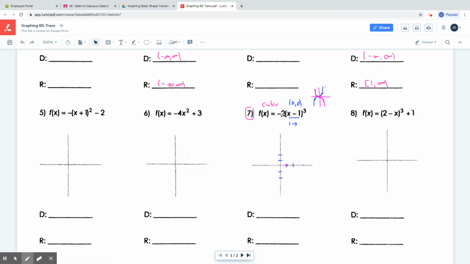Now, what you're going to do is look at this number. That is going to tell you how much you're going up and down.